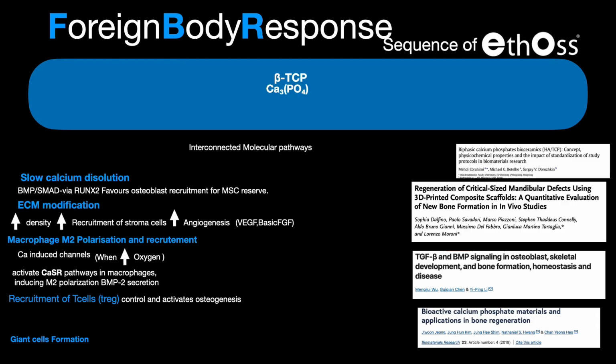Beta TCP is the matrix, it stabilizes the extracellular matrix, so it's more rigid, more dense. It provides constant and long-term release of calcium phosphate ions that in turn increase the recruitment of stroma cells and angiogenesis. It modifies ECM. It guides the macrophages into M2 polarization through the calcium-induced channels. It increases the oxygenation of the tissue perfusion, and it also recruits the Tregs, which are homeostatic T cells.